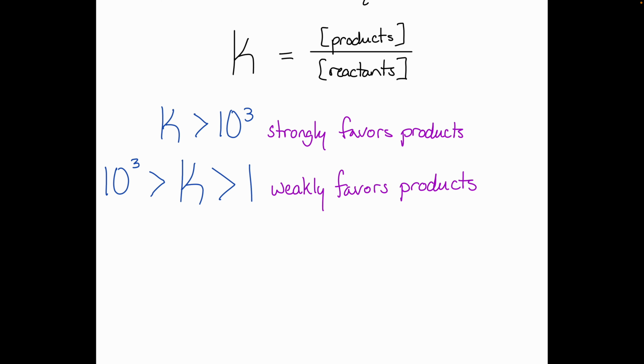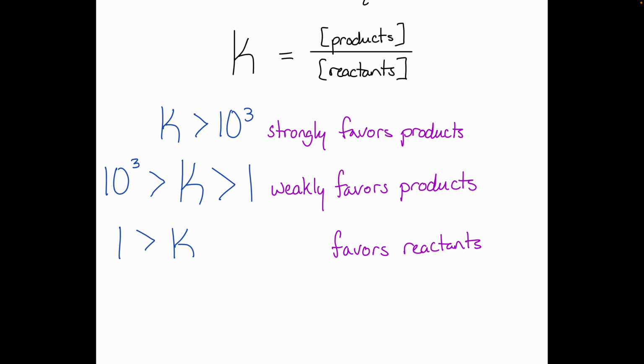All right, and then what if our value of K that we look up is actually less than 1? Let's go to our simple equation here. Products over reactants. If this is going to be less than 1, what's going to be bigger, the numerator or the denominator? The denominator. So this would be a reaction that favors the reactants.